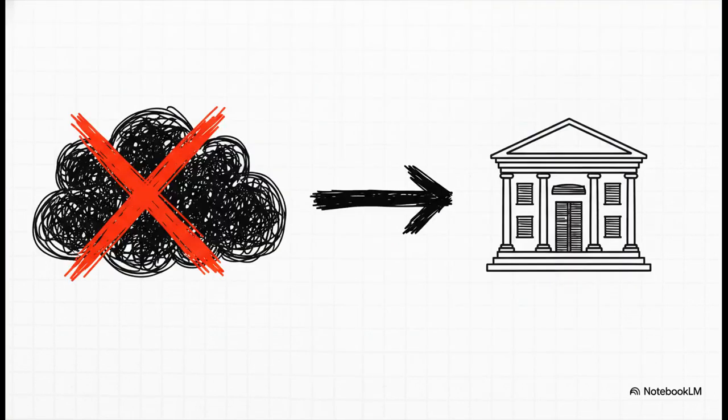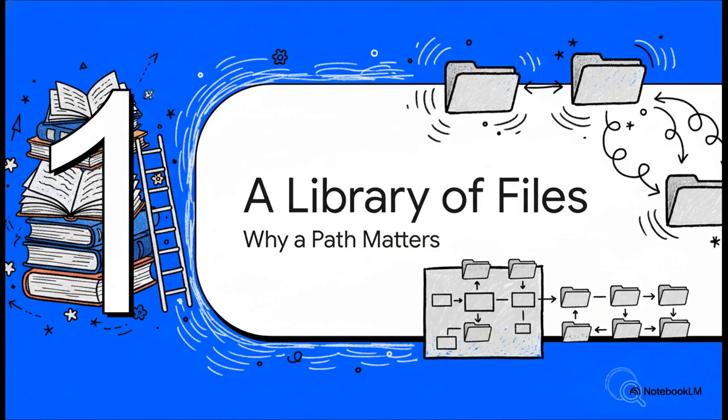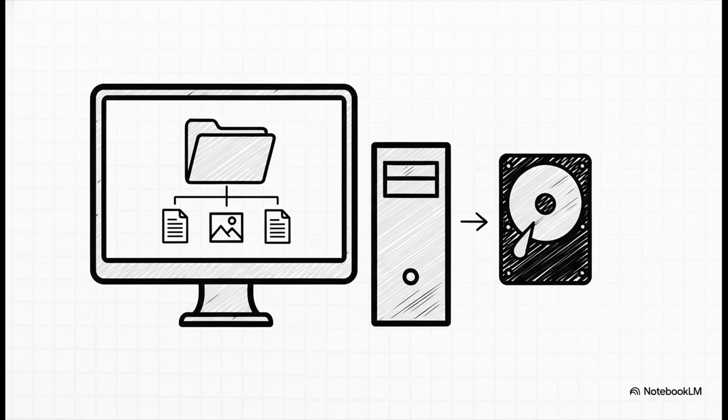Just picture every website not as some abstract cloud, but as a physical library. It has directories that act like hallways and different rooms, and all of its files, the pages you read, the images you see, are just sitting there, neatly arranged on digital shelves. So, why does this library idea even matter? Well, it's because understanding how those shelves are organized is absolutely key to making sure you can actually find the books you're looking for.